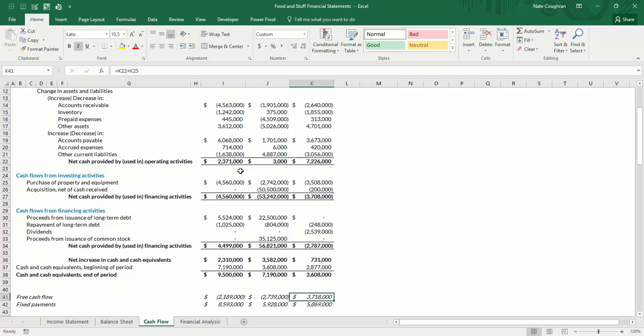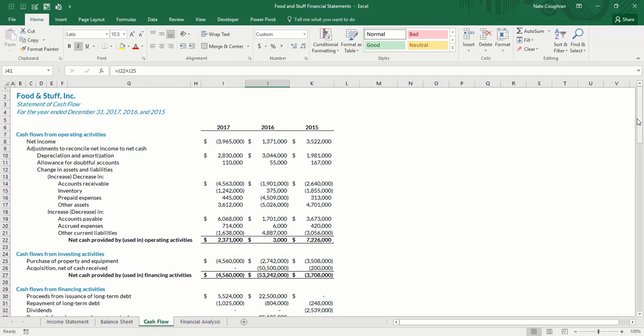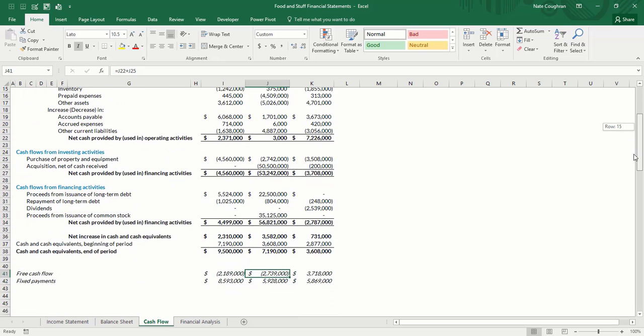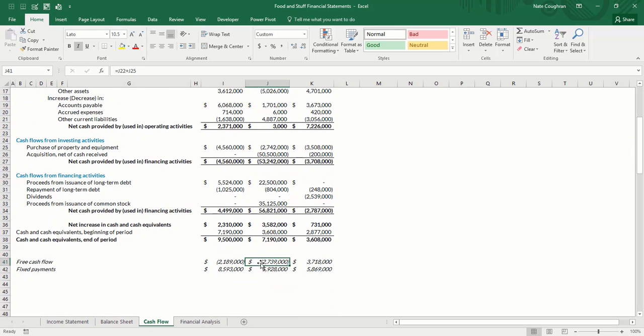Because if that number is negative, guess what we need to do? That means that we need to go take out debt or raise equity in order to cover that shortfall. So if you look over here in 2016, I should scroll up so you can see that's 2016. There we go, 2016. We see that free cash flow was negative $2.7 million. So that means cash was going out faster than we were receiving it. That means that in order to fill in that cash loss, we need to raise some type of money, whether through debt or equity, or sell property, plant, and equipment, or do some other type of thing to make sure that we don't have negative cash flow.